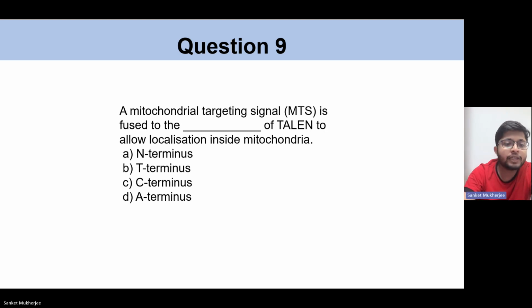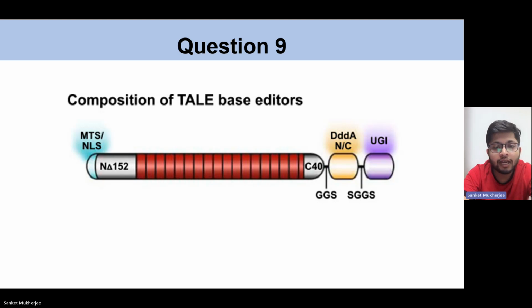Okay, so the answer would be N terminus. If this is the C terminus, this is the N terminus, as you can see here in the diagram. The N terminus contains the mitochondrial localization signal or the nuclear localization signal, which allows these TALENs to enter the mitochondria or the nucleus based on these signals.